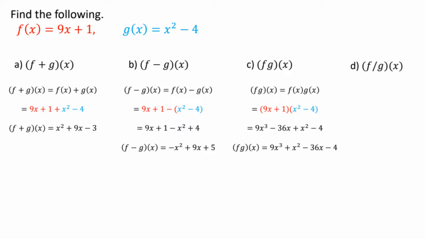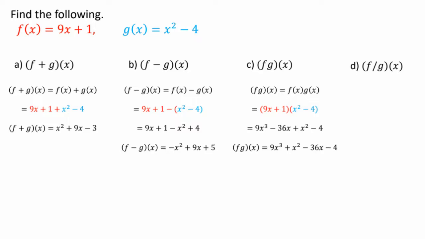So again, we can leave this on the computer just the way we did the FOIL, or we can rewrite it, which I like to do. It's in standard form, but you don't have to, where the term with the highest exponent comes first, right? So we have 9x cubed plus x squared minus 36x minus 4.